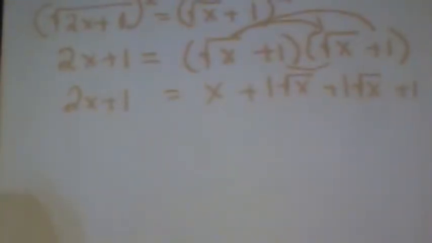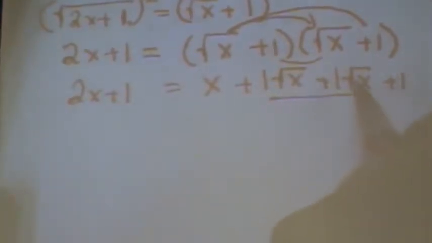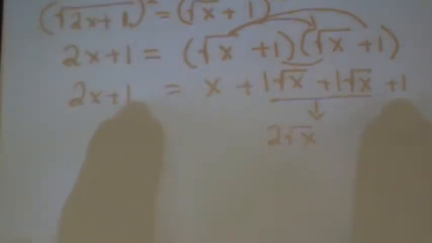Anybody have any questions so far? What could you combine on the right side? 1 root x. Isn't 1 root x plus 1 root x equal to 2 root x? Yes. Do you see something you can cancel out on both sides? These ones cancel.